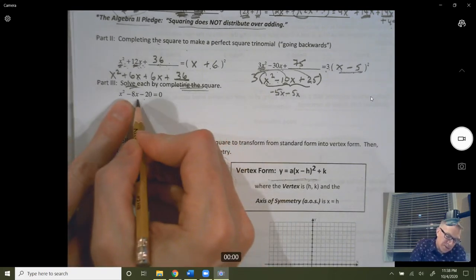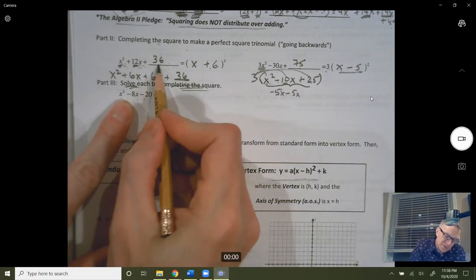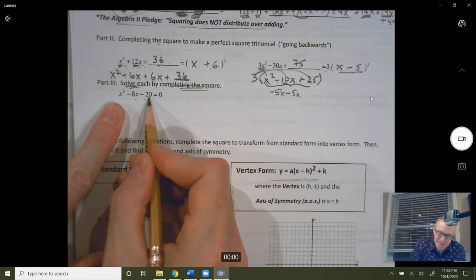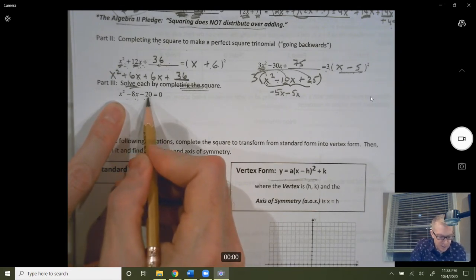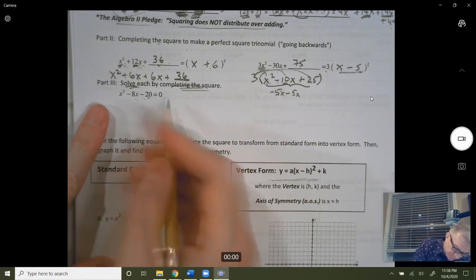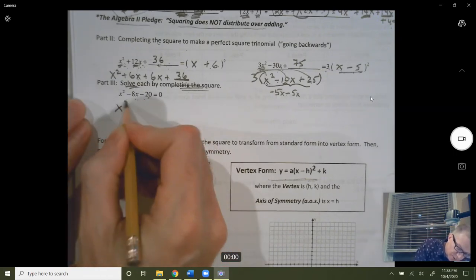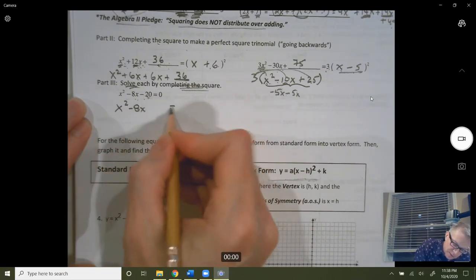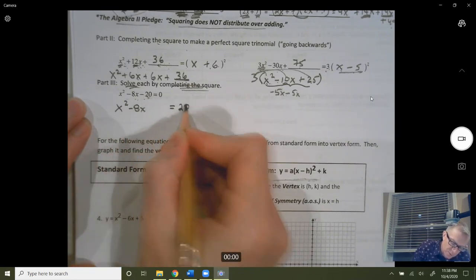So notice what we did up here. When we wanted to figure out that constant that we add to complete the square, well, this already has a constant here. But that doesn't look like the constant that's going to complete the square. So let's move it over. I'm just going to move it over to the other side. So instead of minus 20, the other side is now going to be a positive 20. I just added 20 to both sides.